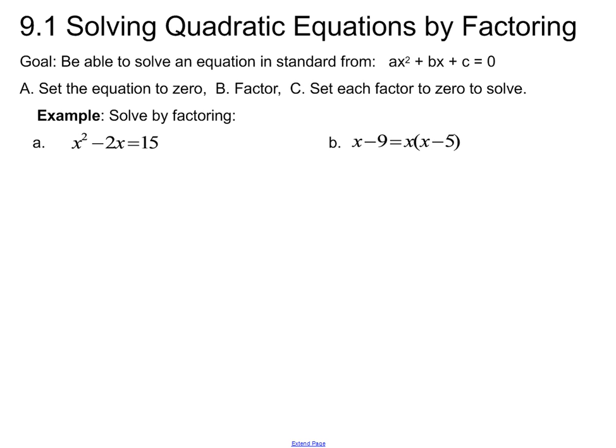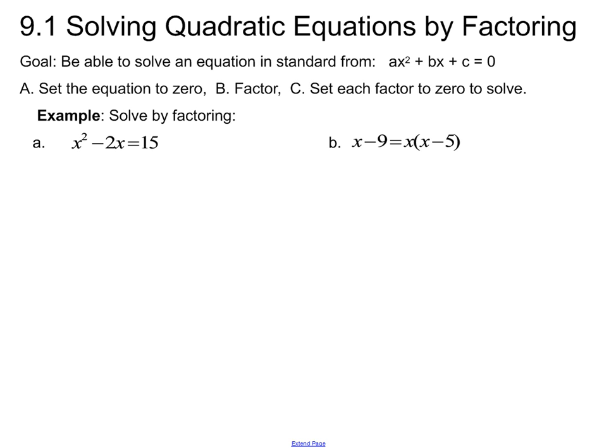Alright, hello everybody. We're going to talk about section 9.1, solving quadratic equations by factoring. And we've actually already done this, but we're going to try and bring out just a couple of extra facts that we need to know in order to make this a useful thing for us. So, first of all, our goal is to be able to solve an equation in standard form: ax squared plus bx plus c is equal to 0.